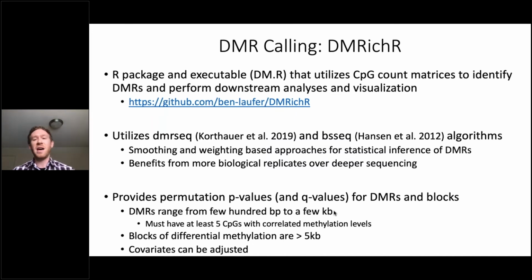So it's much better to have a handful of samples sequenced at 5x as opposed to just a few sequenced at 30x. And in the end, you'll get permutation or empirical p-values and q-values for differentially methylated regions and blocks. The DMRs range from a few hundred bp to a few kb and must have at least 5 CpGs with correlated methylation levels. And the blocks are a bit of a different perspective for larger scale change where the smoothing is a bit different and they're typically above 5 kb in size. And what's nice about this approach and the dmrseq algorithm is that you can also adjust for covariates like sex and age in your analyses.